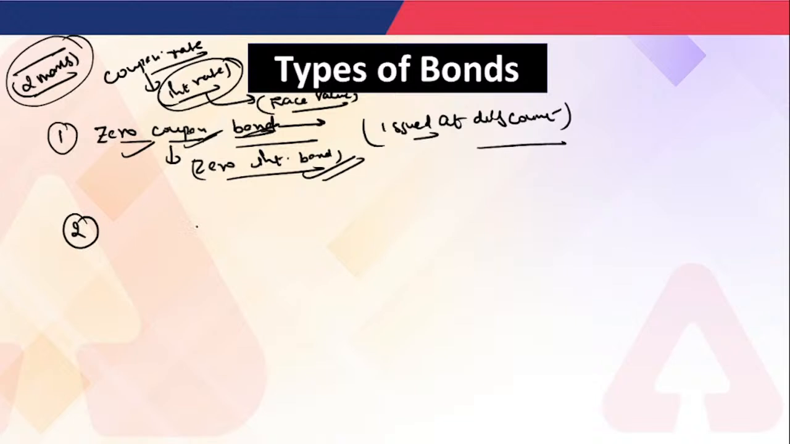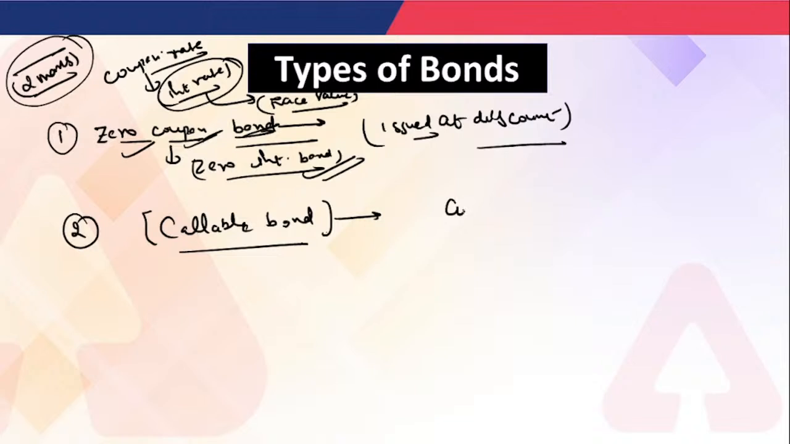Another type of bond we have to understand, which is most important. You will definitely get questions related to the callable bond, and after that the puttable bond. Okay, so what do we understand by a callable bond? A callable bond is one that can be called back by the company before it matures.